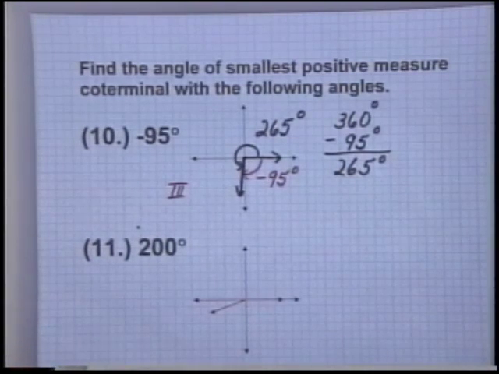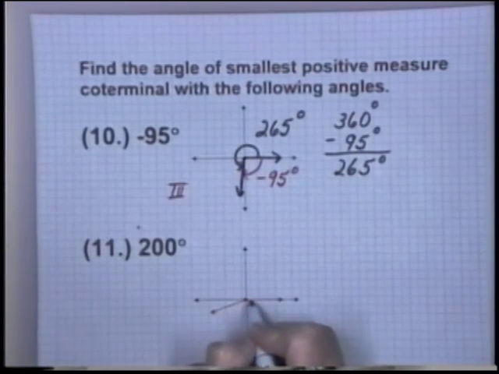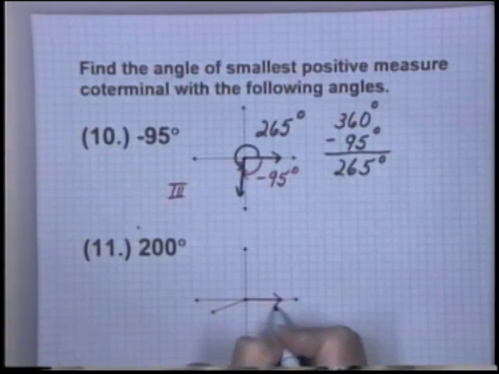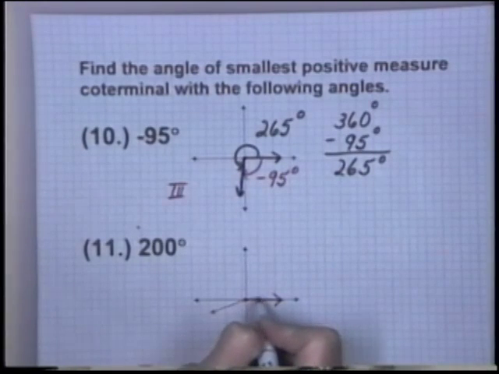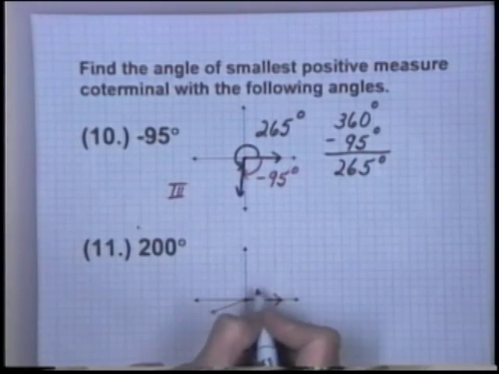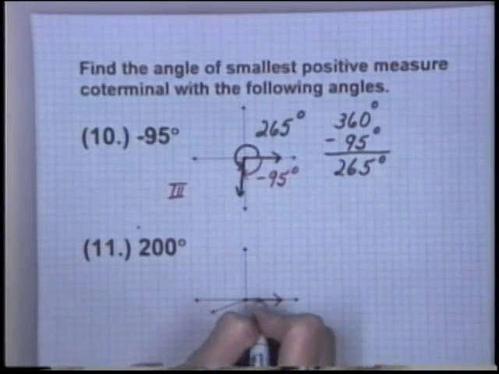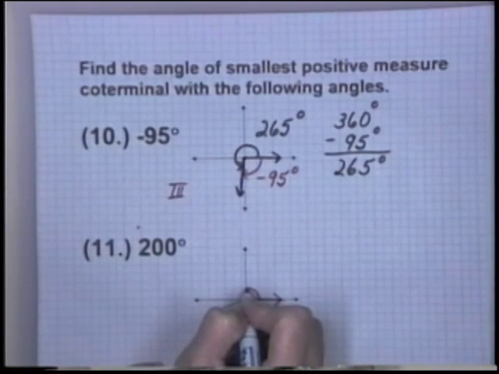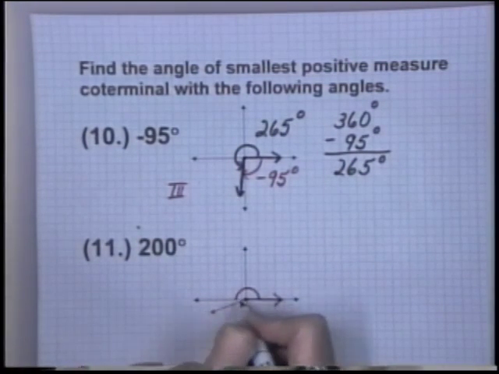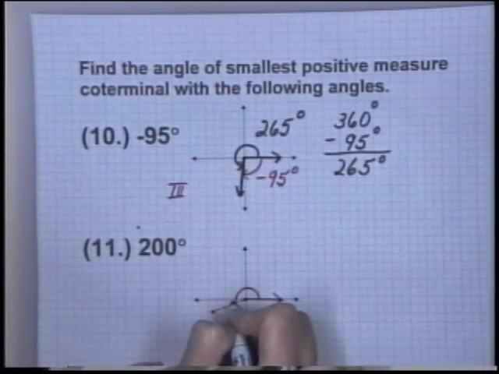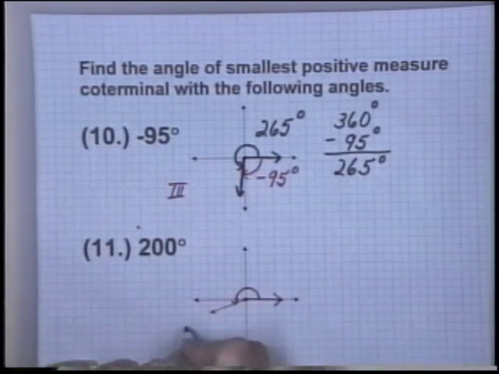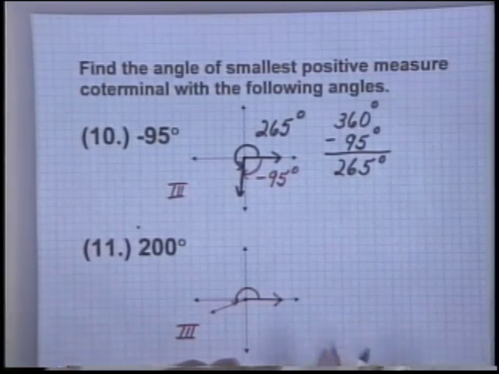Now let's look at number 11. 200 degrees in standard position. Initial side, rotate in a counterclockwise direction 200 degrees, 90 plus 90 more, 180. We'll go just a little past the 180. Once again, we have a third quadrant angle.